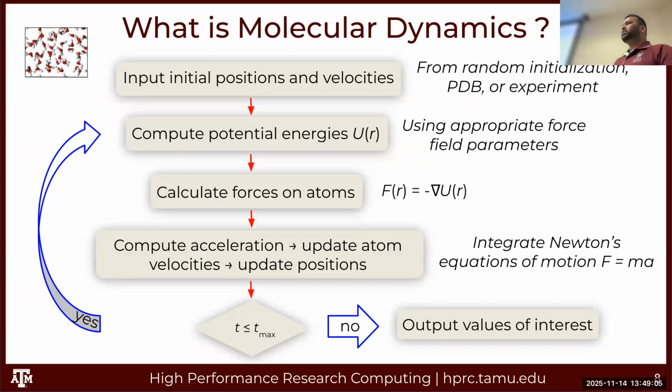Once you have the potential energy, you can compute the forces on atoms. And how do you compute forces? It's simply taking a derivative of the potential energy, and there is a negative sign in front of it. Any idea why there is a negative sign in front of that expression?